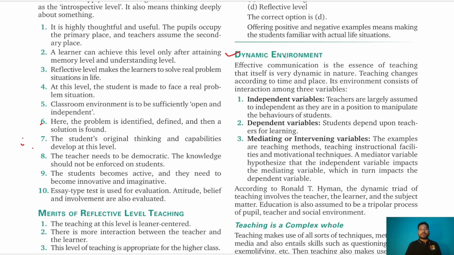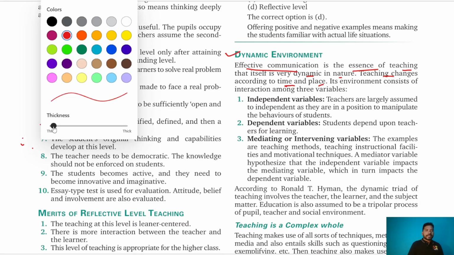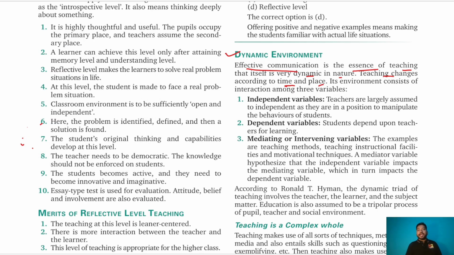The dynamic environment of teaching. Effective communication is the essence of teaching, and it is itself very dynamic in nature. Teaching changes according to time and place. Do you know that, friend? Without effective communication, teaching cannot occur effectively. The environment consists of the interaction among three variables.